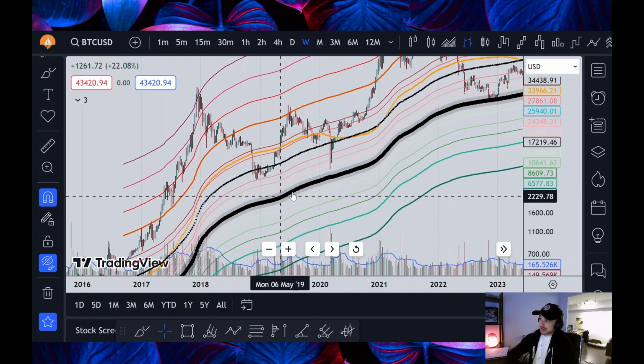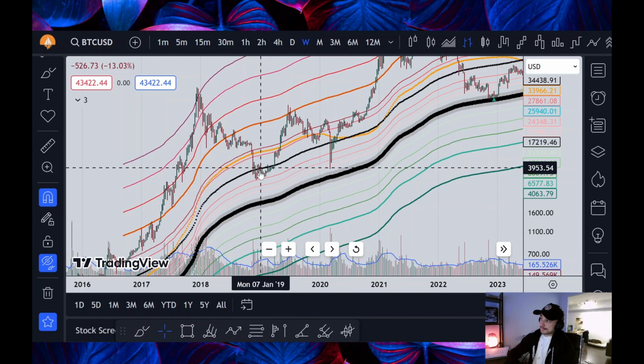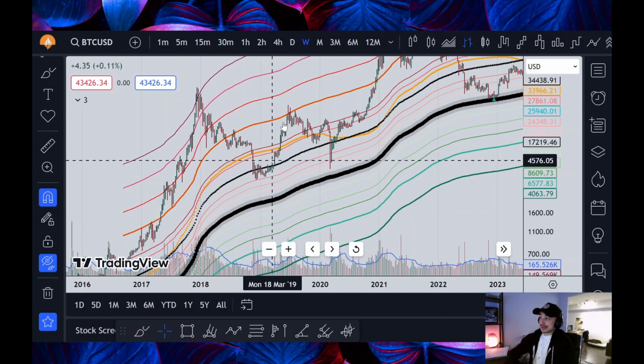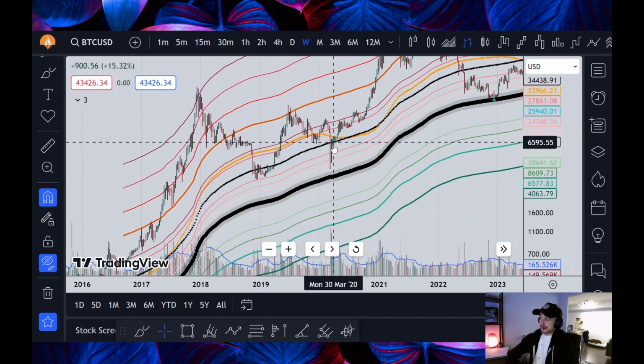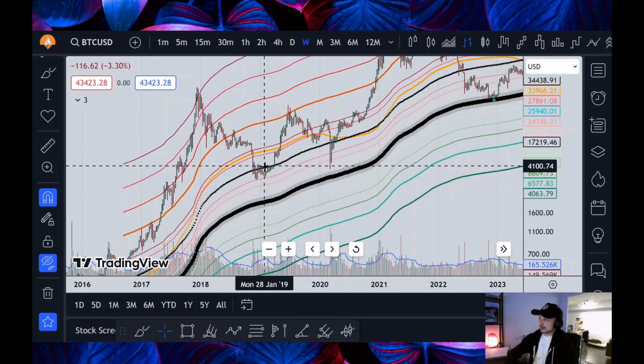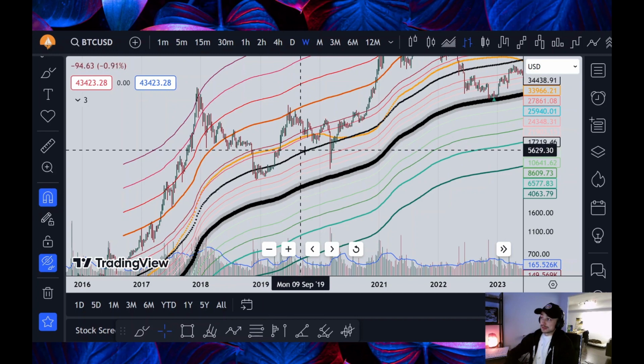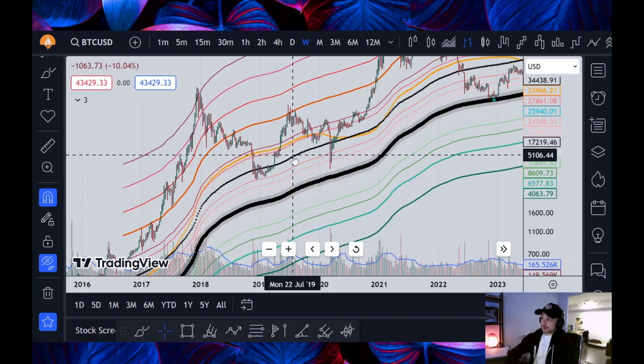It's taking the thick black line and multiplying by 2, and we're saying the market actually sees that as fair value. In this last bear market, that was a very good buying opportunity when we came into that level. 6K, and then back here it was about 4K. So you would have had an average cost of about 5K in this last bear market cycle if you just bought basically that average price.